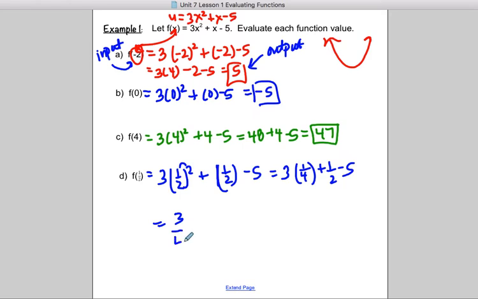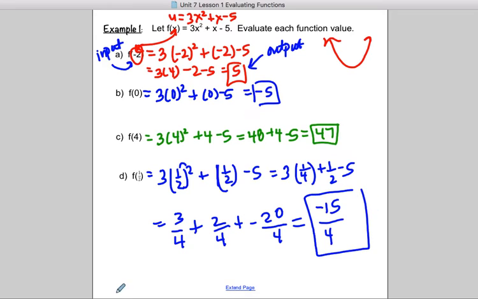This is 3 over 4 plus 1/2 minus 5. I know I'm going to have to combine these, so I'm going to get a common denominator. It'll be 4. So I will have 3 over 4 plus 2 over 4 plus a negative 20 over 4. So my final answer will be over 4. But I have 3 plus 2 is 5. 5 minus 20 gives me negative 15 over 4, and then I would just reduce it if I could, but I can't. Okay. So there is example 1.